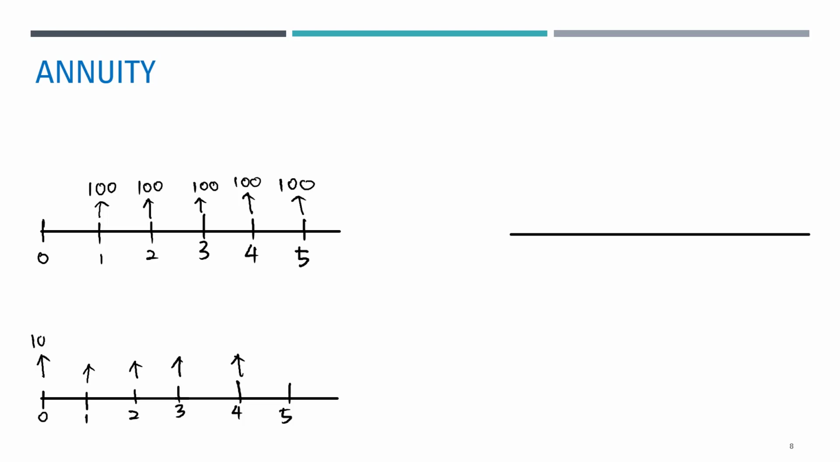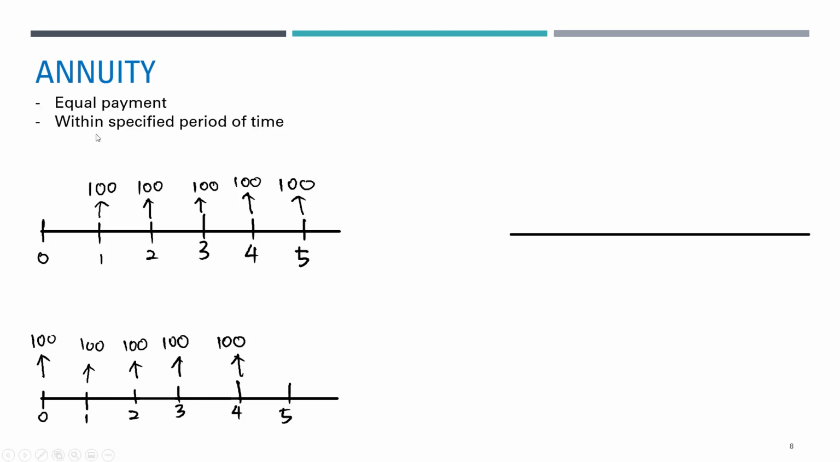Also 5 times, 100 here, 100, 100 for 5 periods. So this is also what we call annuity. So how do you know it's annuity? Annuity has to fulfill these 2 criteria. It must be equal payment and within specified period of time. So in this case, the time period is known, which is 5 years, maybe 5 months or weeks, 5 periods.